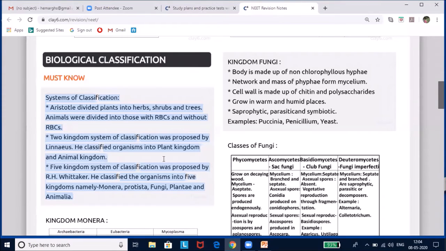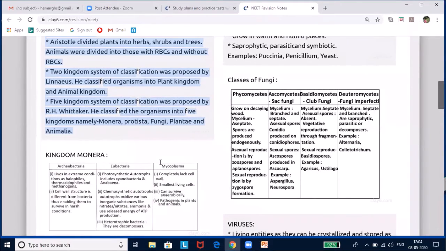But the main drawback for Linnaeus was that there was no distinction between prokaryotes and eukaryotes. He did not take into consideration whether the organisms were prokaryotes or eukaryotes. He did not separate multicellular organisms from unicellular organisms. And also he did not make any distinction between photosynthetic and non-photosynthetic organisms.